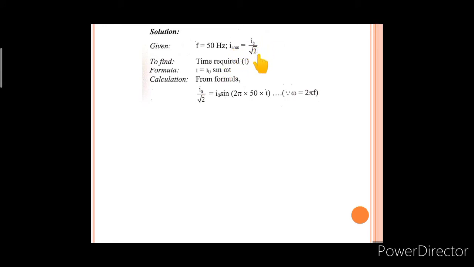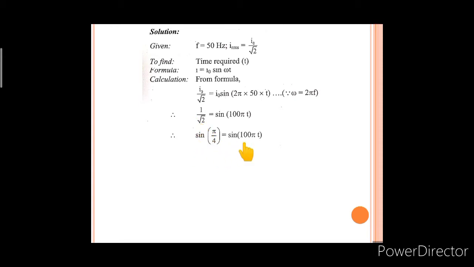Now, as we know that IRMS is I0 upon square root 2, here we can write I is equal to I0 sin omega t as I0 upon square root 2 is equal to I0 sin omega t, where omega is 2 pi f. So, 2 pi into f is 50 into t. Then I0 gets cancelled. Here it is remaining with 1 upon square root 2 is equal to sin 100 pi t.